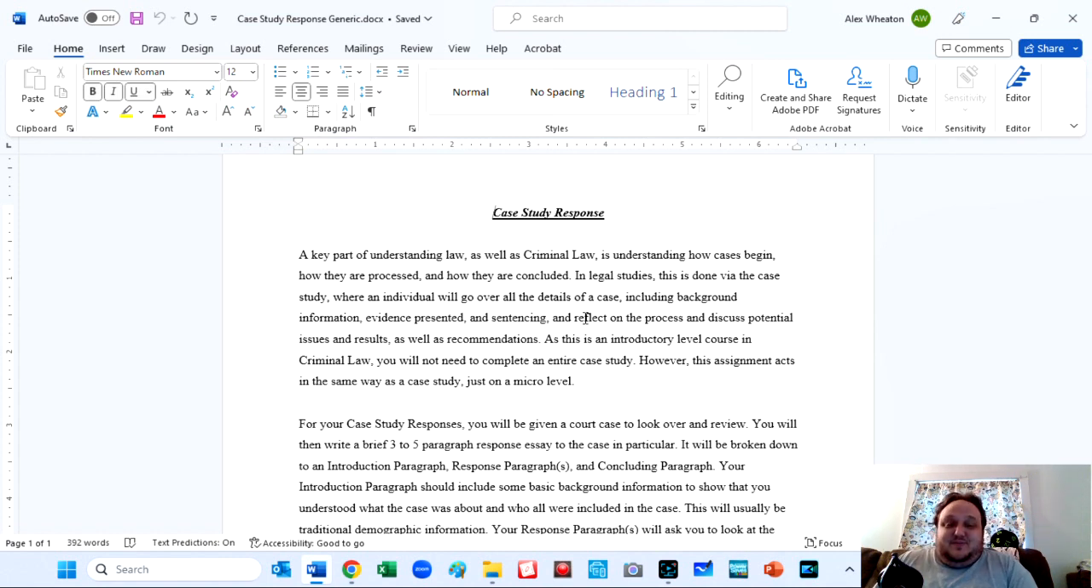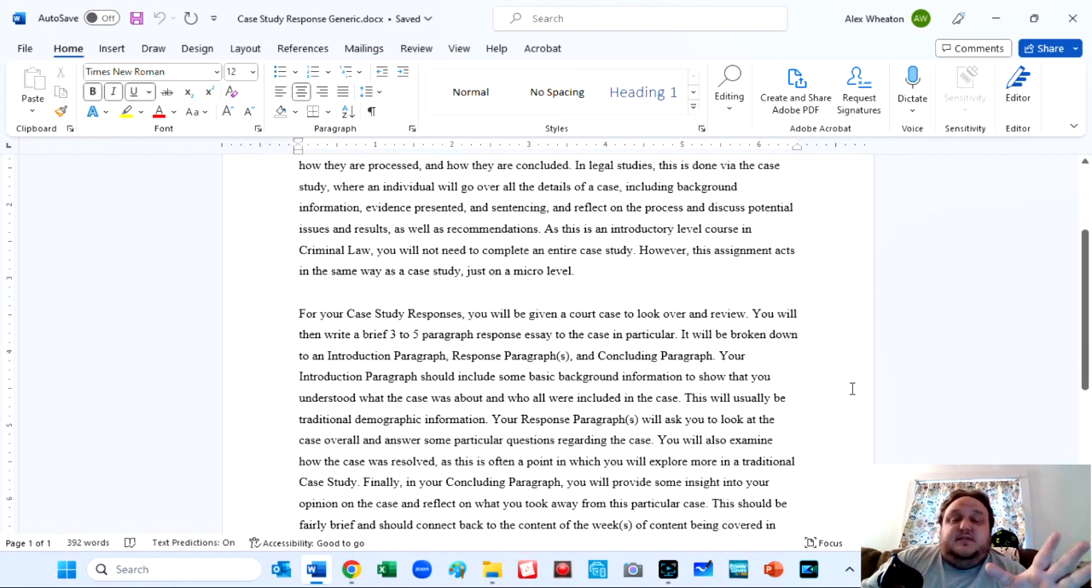This is an introductory level course. This is a 100 level of criminal law. So you're not going to complete an entire case study. What I've done is designed this to be a case study, but at a micro level. You are still going to be reading through information on cases, but instead of diving through all the background, all the events, all the responses, you're going to get a smaller version of that. And we'll talk about that here in just a moment.